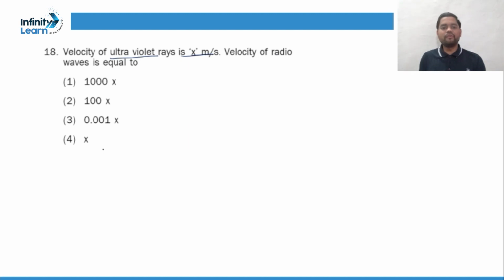Next, velocity of ultraviolet rays is x meter per second. Velocity of radio waves will be what? X meter per second, because they both are electromagnetic radiation, and the speed is 3 into 10 raised to 8 meter per second for all electromagnetic radiation.